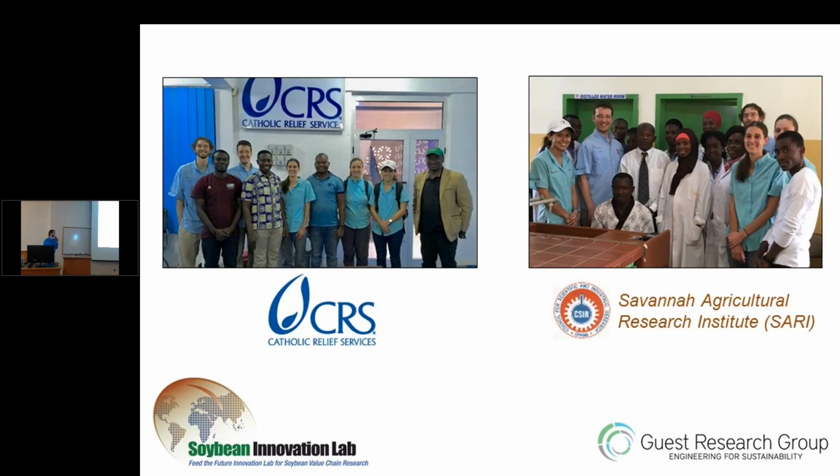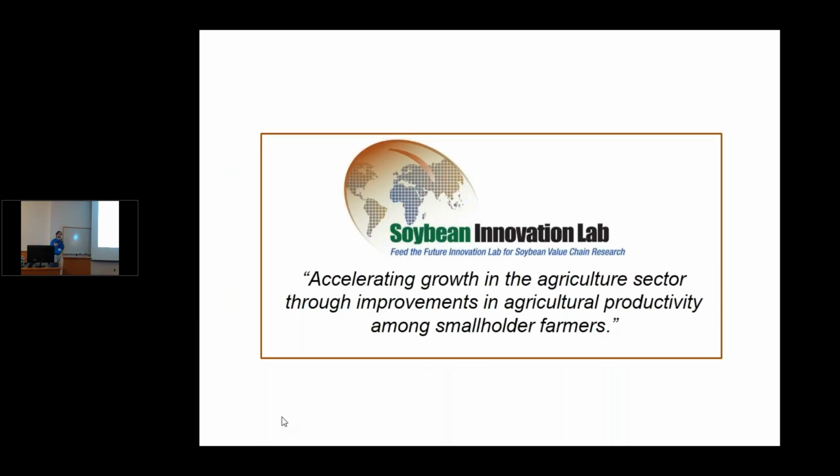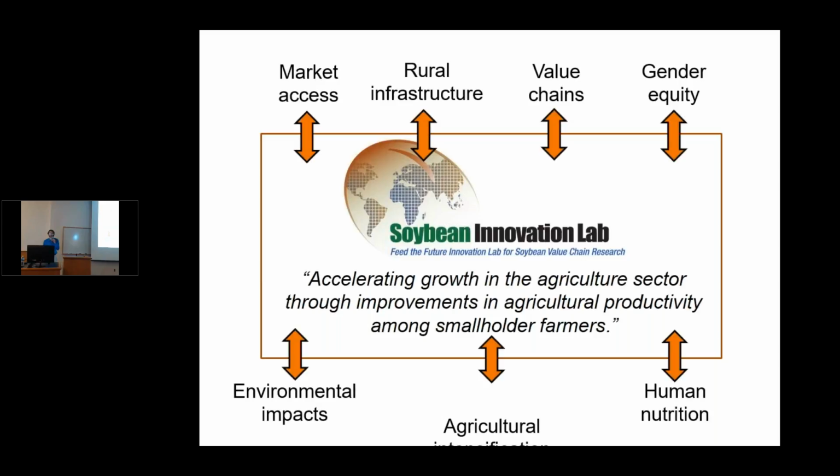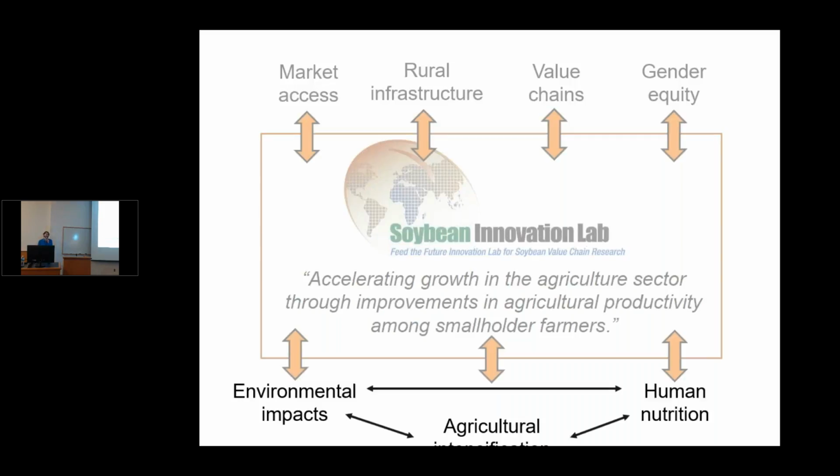For the Soybean Innovation Lab as a whole, the goal is along the lines of improving agricultural productivity for smallholder farmers, as we've been discussing throughout the day. And that connects to a number of different sectors, a number of different dimensions associated with development. For us, we focus primarily on the bottom of this slide, looking at the connections between intensification, the environment, and also pulling in some of the effects on human health. And that's where I'll really be focusing today during this talk.